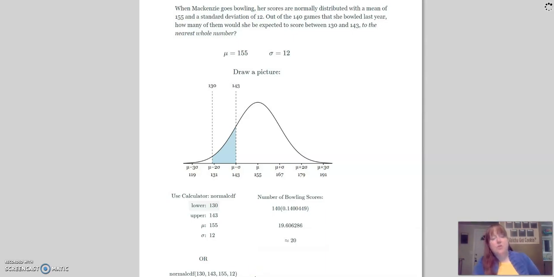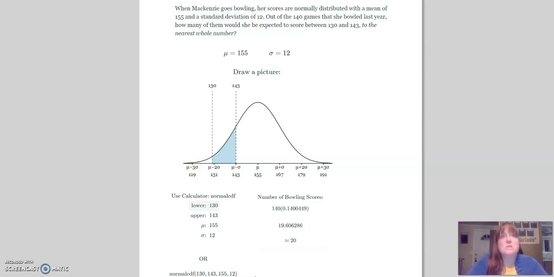Let's take it one step further than we did before. So Mackenzie goes bowling. Her scores are normally distributed with a mean of 155, standard deviation of 12. Out of 140 games she bowled last year, how many of them would she expect to score between 130 and 145? So in the last problem, what we were doing is we were finding the percentage of her games that would be between 130 and 145.